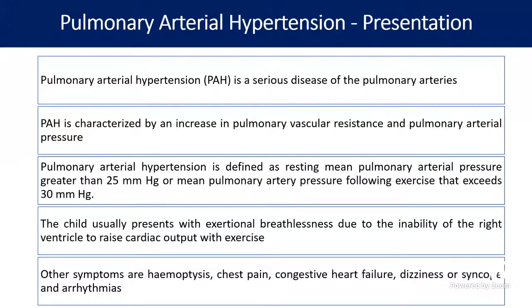When the resting mean arterial pressure is greater than 25 mm of Hg, or the MAP after exercise is 30. Okay. So how will it present? It may have distress. It may present as a failure. Also tachypnea, tachycardia, chest pain, arrhythmias, all this can be a presentation of your pulmonary arterial hypertension, right?